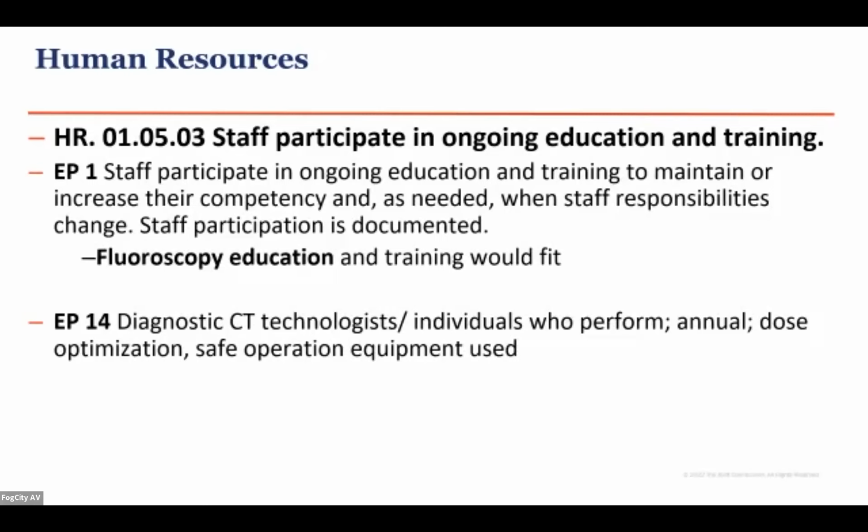So the only one that we have here, well, there's really two. EP14, which is for CT technologists, and I think it's EP15 for MRI technologists or operators, and they do have an annual education requirement for CT. It's that you're looking at dose optimization techniques and that you know how to safely operate your equipment. And this is particularly important if you're doing software upgrades. So there's the education. Next slide.